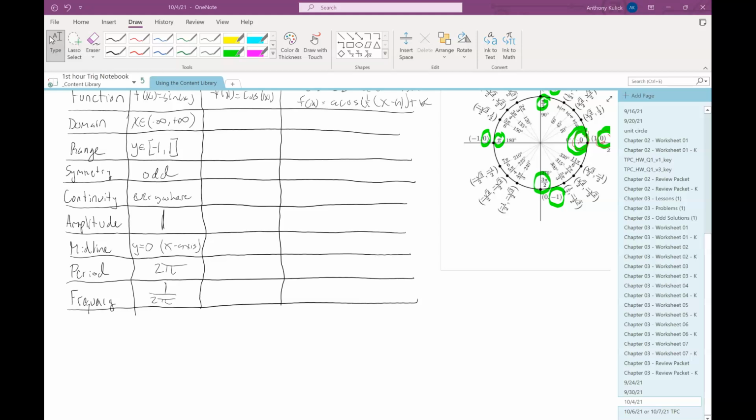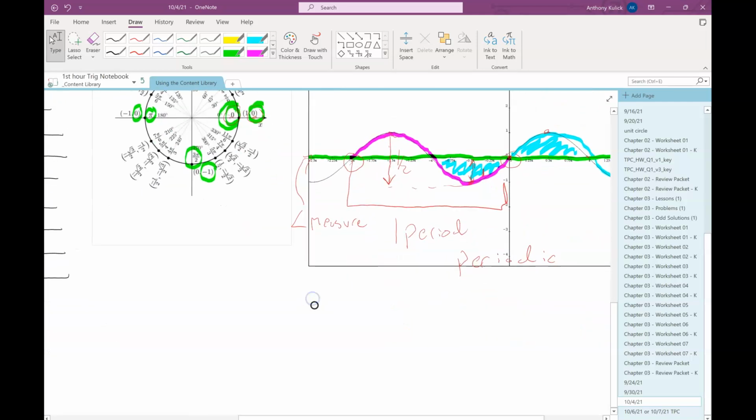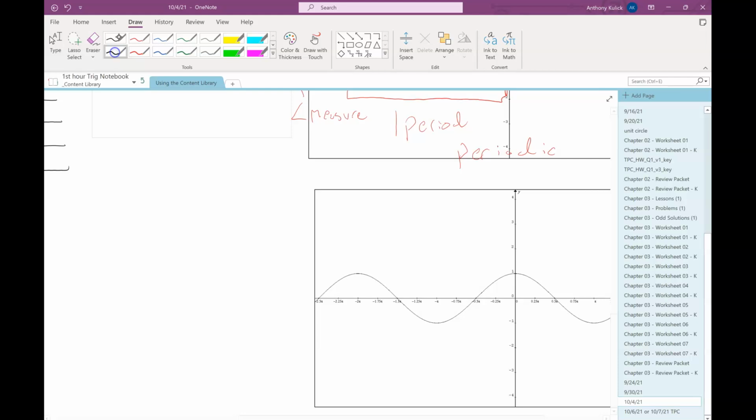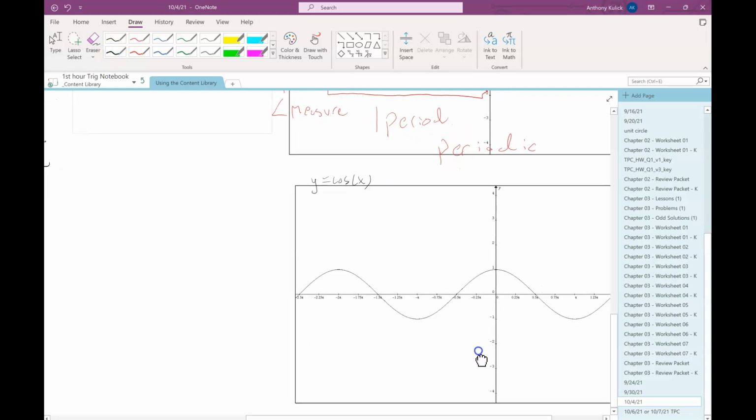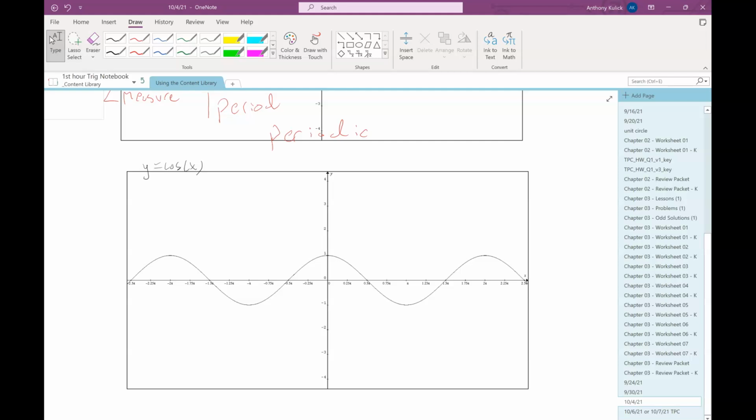Let's now do the same thing for cosine, but we'll go a little bit quicker. So the graph for cosine, we would generate the same way, except the outputs for cosine are going to come from the x-coordinates on the unit circle. But otherwise, we generate the graph the same way.